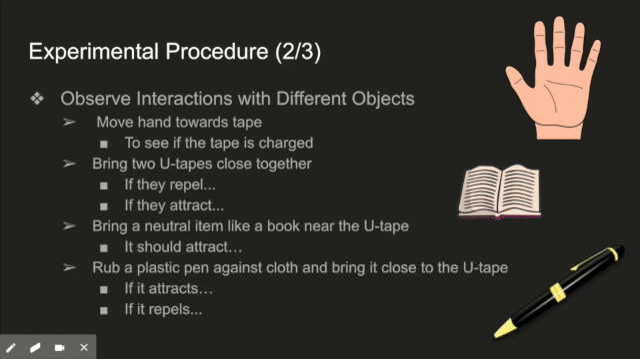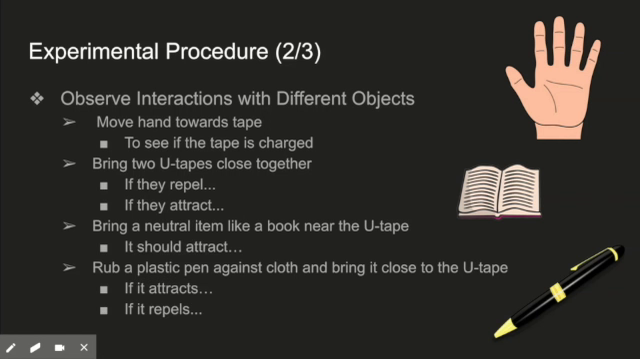So the first interaction you're going to try is using your hand to see if the tape is attracted to your hand, then that means that it's charged, and if not, then that means you have to remake the tape. Then you're going to bring two upper tapes close together, and if they repel, that means that they're the same charge, and if they attract, that means that they're different, opposite charges, or one of them lost their charge. Then you're going to bring a neutral item like a book near the tape, and it should attract because the neutral atoms in the book should be polarized by the tape.